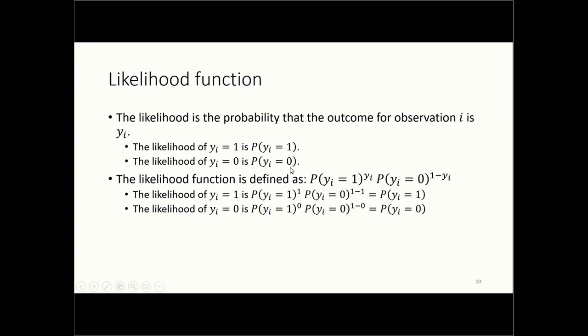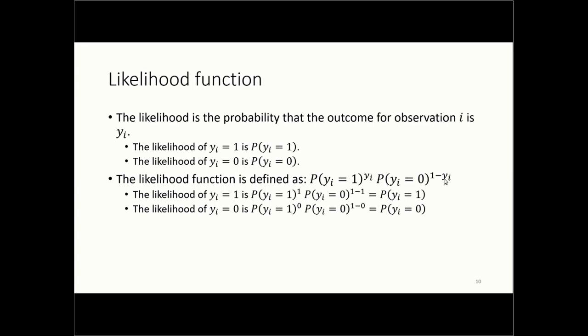So this is almost like a definition. What's the likelihood or probability of y equals 1? Well, that is the probability of y equals 1. And what is the likelihood or the probability that y would be equal to 0? Well, that is the probability that y would be equal to 0. It's almost like a definition. Okay, so now let's propose that we use this likelihood function that is defined as such. Here we have the probability of y equals 1 to the power of y times the probability of y equals 0 to the power of 1 minus y. So this is called the likelihood function.